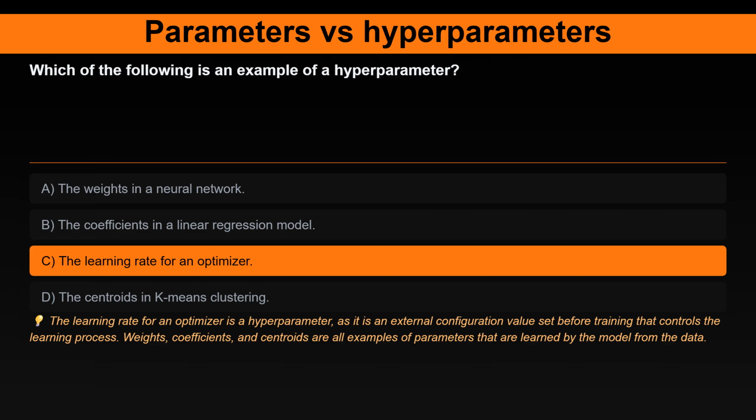The correct answer is the learning rate for an optimizer. Here's the explanation. The learning rate for an optimizer is a hyperparameter, as it is an external configuration value set before training that controls the learning process. Weights, coefficients, and centroids are all examples of parameters that are learned by the model from the data.